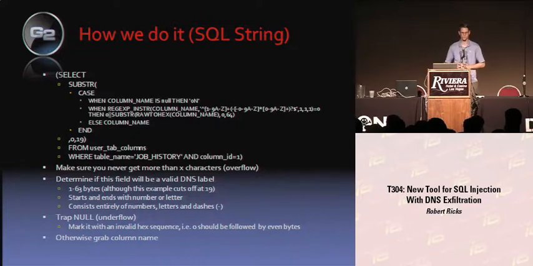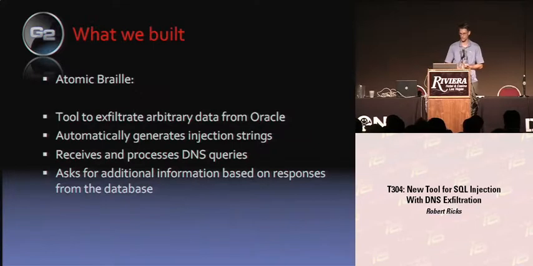So Atomic Braille, what is it? It's a tool to exfiltrate arbitrary data from Oracle. It automates generating the injection strings. I mean, you didn't see me typing out anything of how to inject it. That all gets built for you automatically. It receives and processes the DNS queries. You don't have to look at Wireshark, see what's coming back, and read the data out yourself. It all does it behind the scenes. And then it just says, oh, well, this is how many tables you have. Let me go grab them. This is a table. How many columns does it have? All right, let me go grab them.